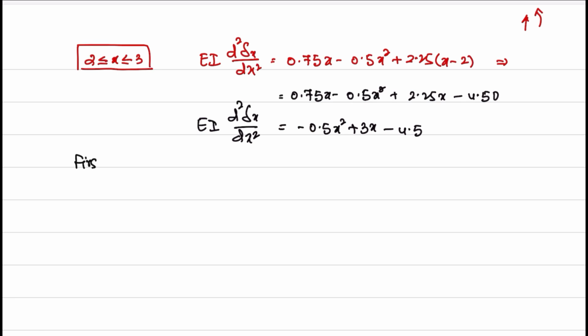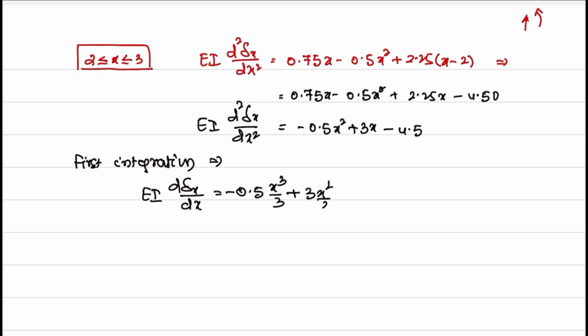First integration gives equation EI d delta x by dx is equal to minus 0.5 x cube by 3 plus 3x square by 2 minus 4.5x plus C3, some integration constant. And this is equal to, for slope, theta.